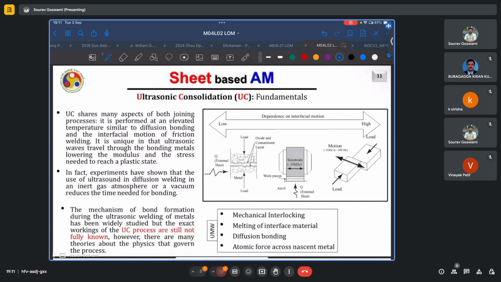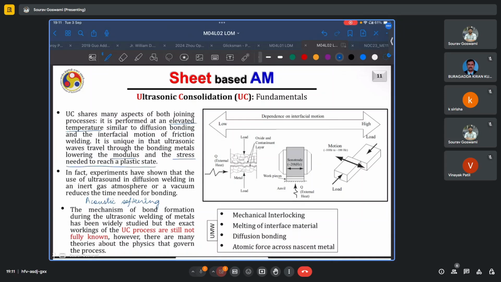Now, ultrasonic consolidation shares several aspects of both these processes. It is performed at elevated temperatures up to 200 degrees, similar to diffusion bonding, and involves the interfacing motion of friction welding. It is unique in the sense that ultrasonic waves travel through the bonding material and lower the elastic modulus and the stress value needed to reach a plastic state by something called acoustic softening, also called the Blaha effect. I'm sure it is mentioned in the slide somewhere.